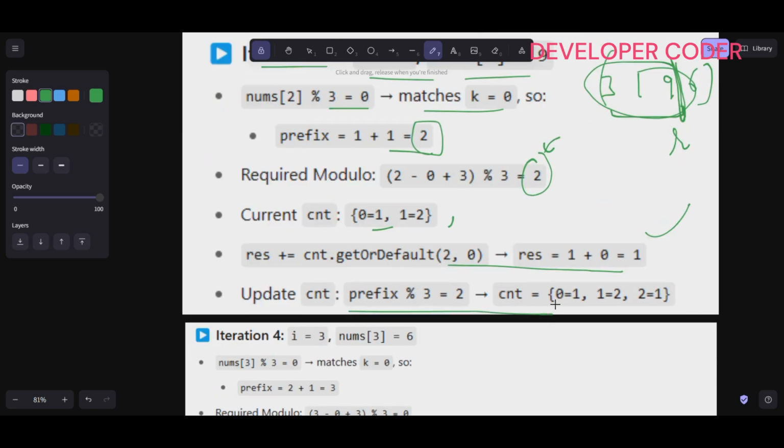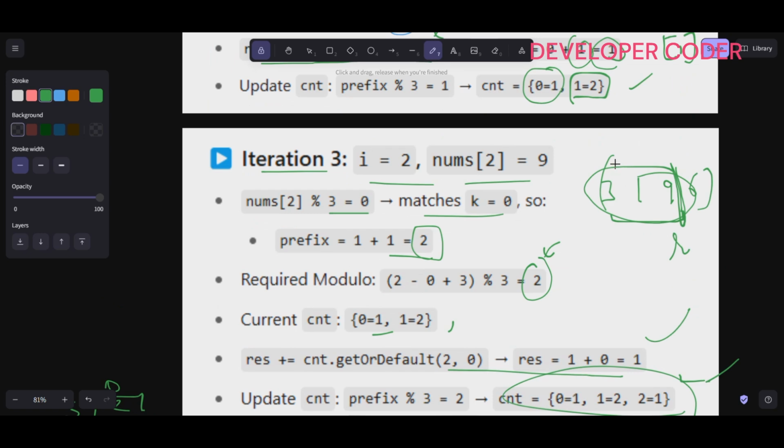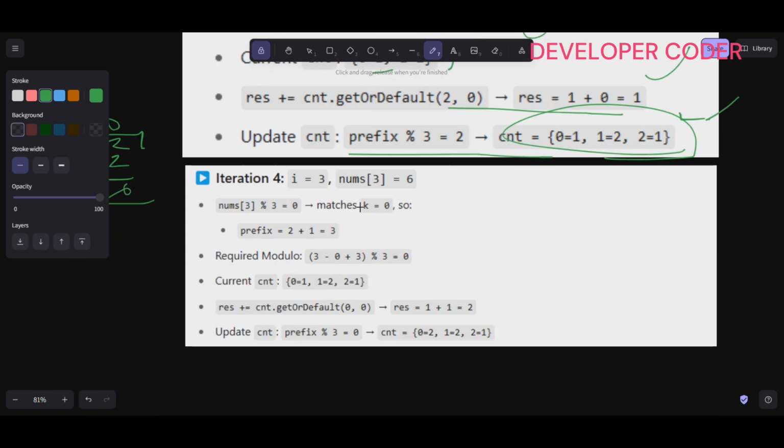And now count. In the count, the current prefix value is 2. 2 modulus 3, you are going to get remainder 2, so you are going to add 1. So there are two values which are special numbers, this 3 and 9, special because they are completely divisible by the modulo value.